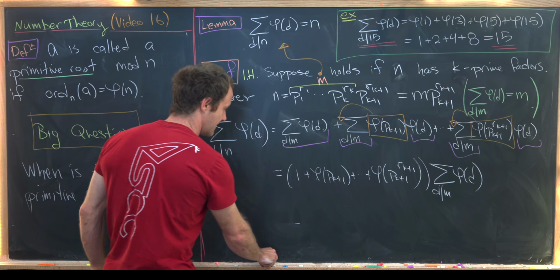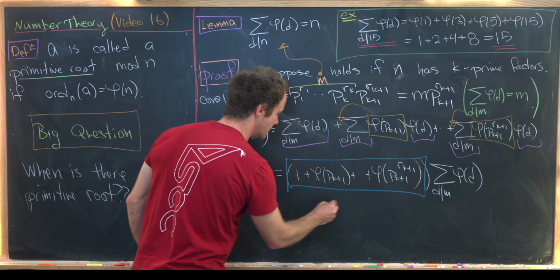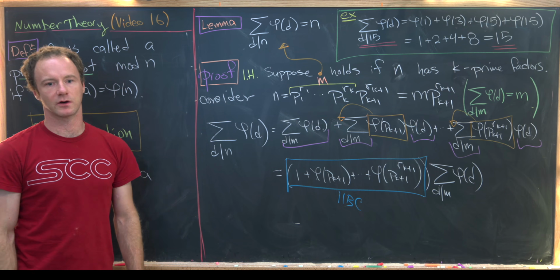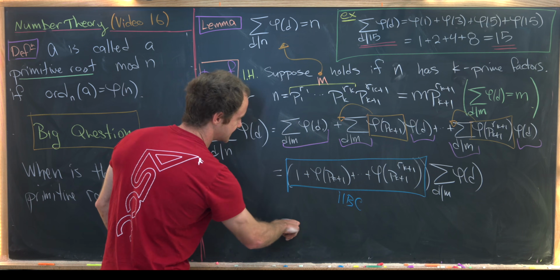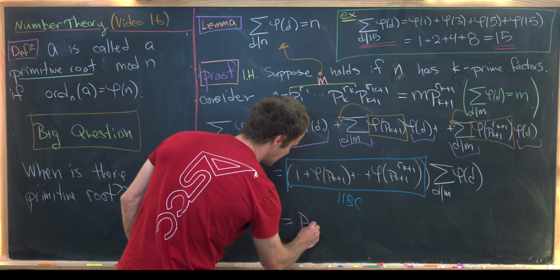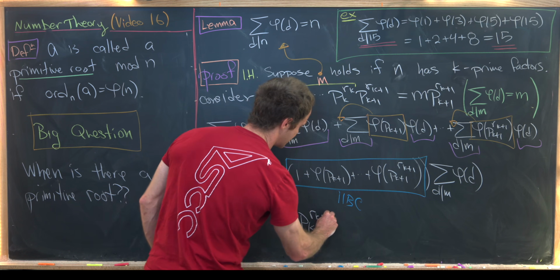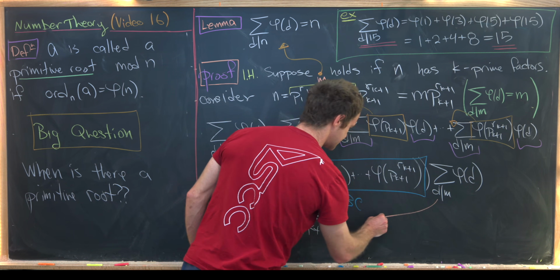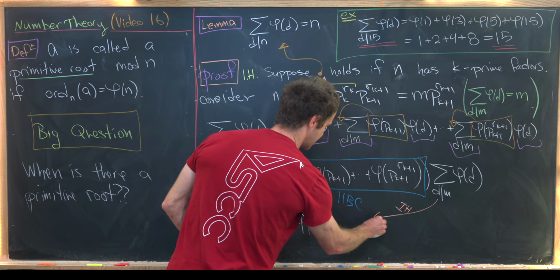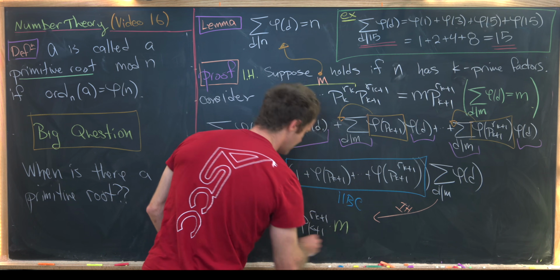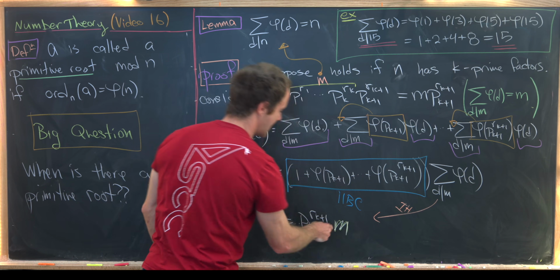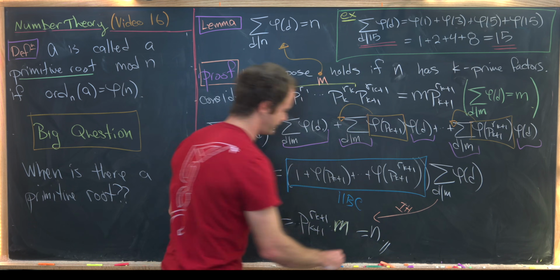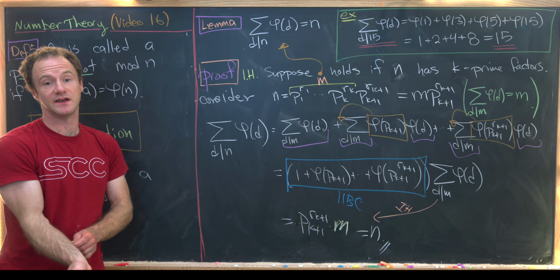But now let's notice that this thing that I'm boxing in blue is exactly our base case setup, because we've only got one power happening there. So that means all of these add up to p_{k+1} to the r_{k+1}. And then we can apply our induction hypothesis to this. So I'll just write induction hypothesis applied to that will give us m. But now if we multiply m by this power of p sub k plus 1, we get n. And that finishes the proof of this lemma with induction.